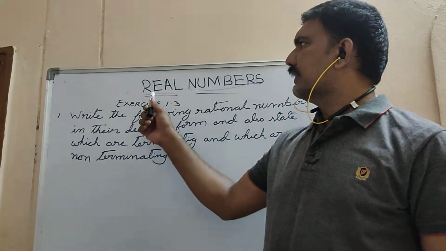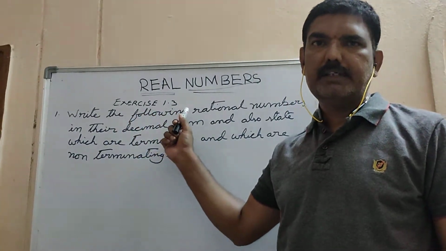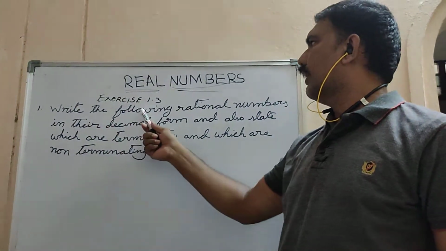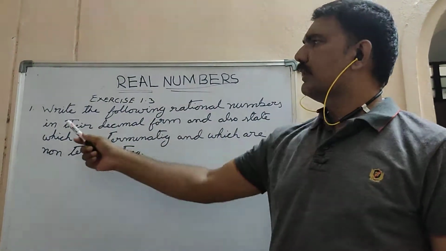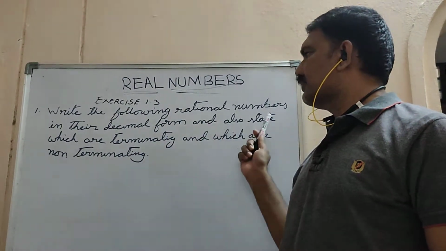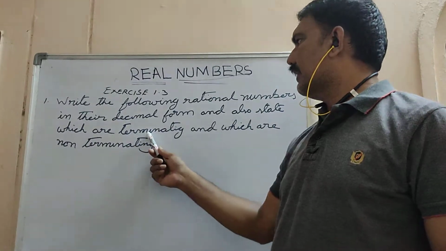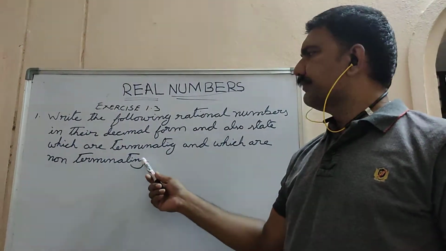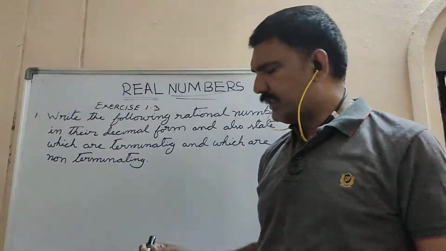Today we will discuss real numbers, exercise 1.3. The question is: write the following rational numbers in their decimal form and also state which are terminating and which are non-terminating. First explanation.